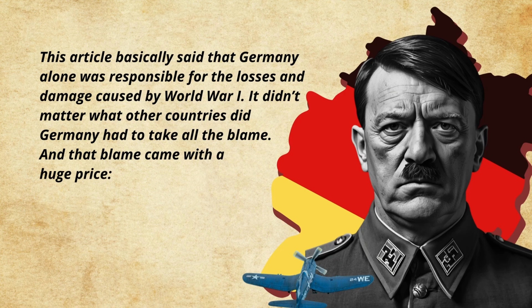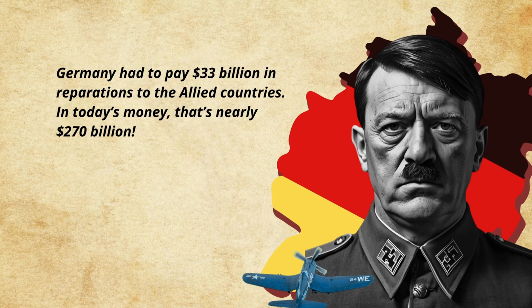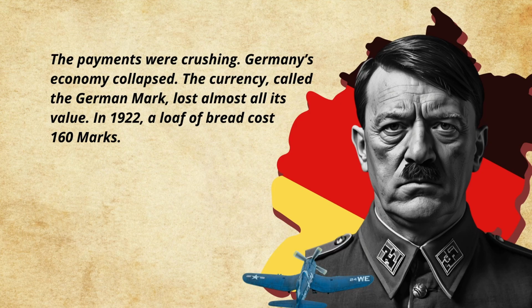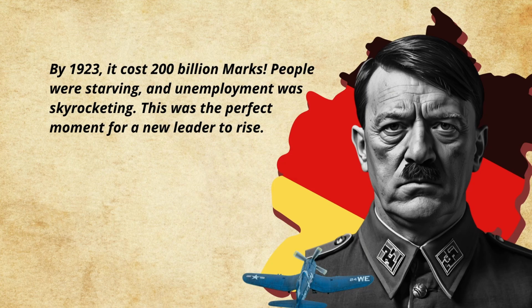And that blame came with a huge price. Germany had to pay $33 billion in reparations to the Allied countries. In today's money, that's nearly $270 billion. The payments were crushing. Germany's economy collapsed. The currency, called the German mark, lost almost all its value. In 1922, a loaf of bread cost 160 marks. By 1923, it cost 200 billion marks. People were starving, and unemployment was skyrocketing.